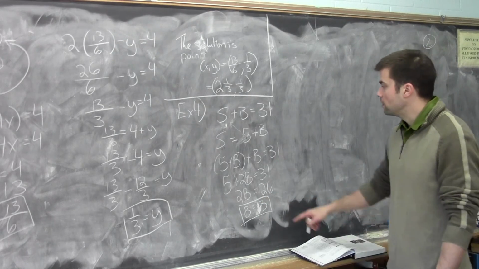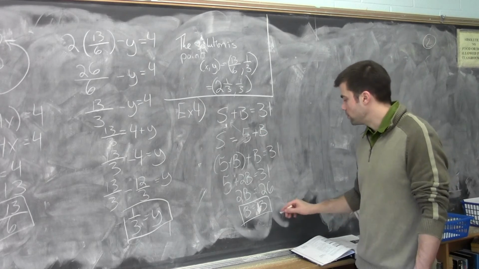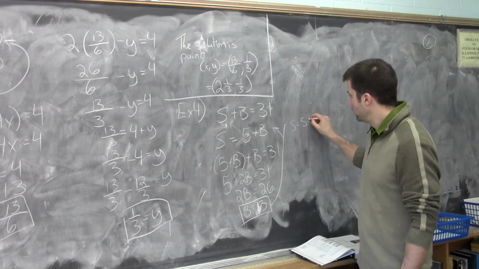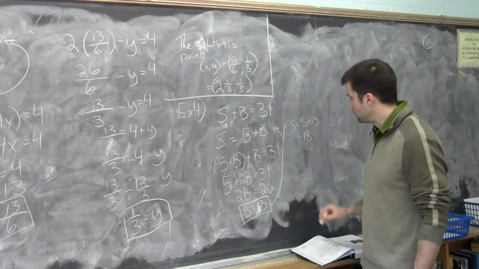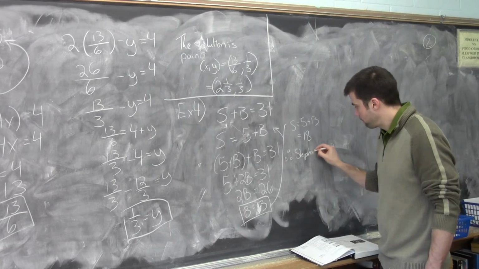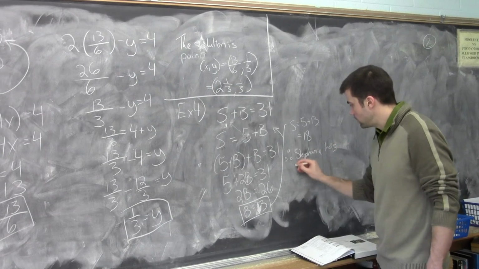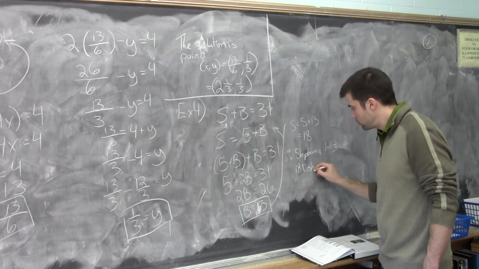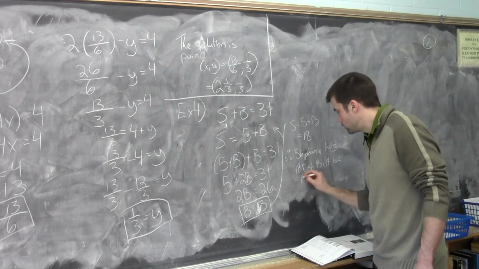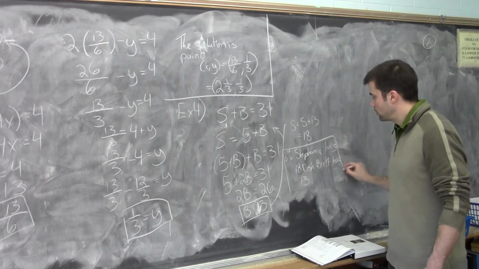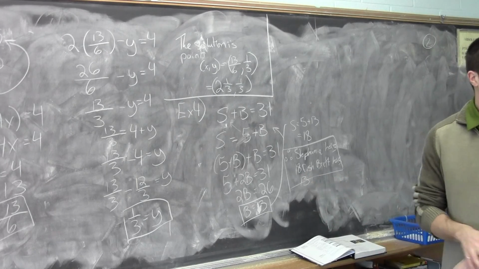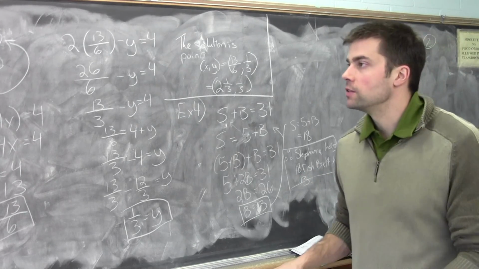Well, if B is 13, then I know S is going to be 18. So B is 13. Substituting in here, we have S is equal to 5 plus 13. S is equal to 18. Therefore, Stephanie has 18 fish. Brett has 13. Any questions there? No questions for any of this stuff? Substitution? Okay, so that concludes the lesson on 1.2.